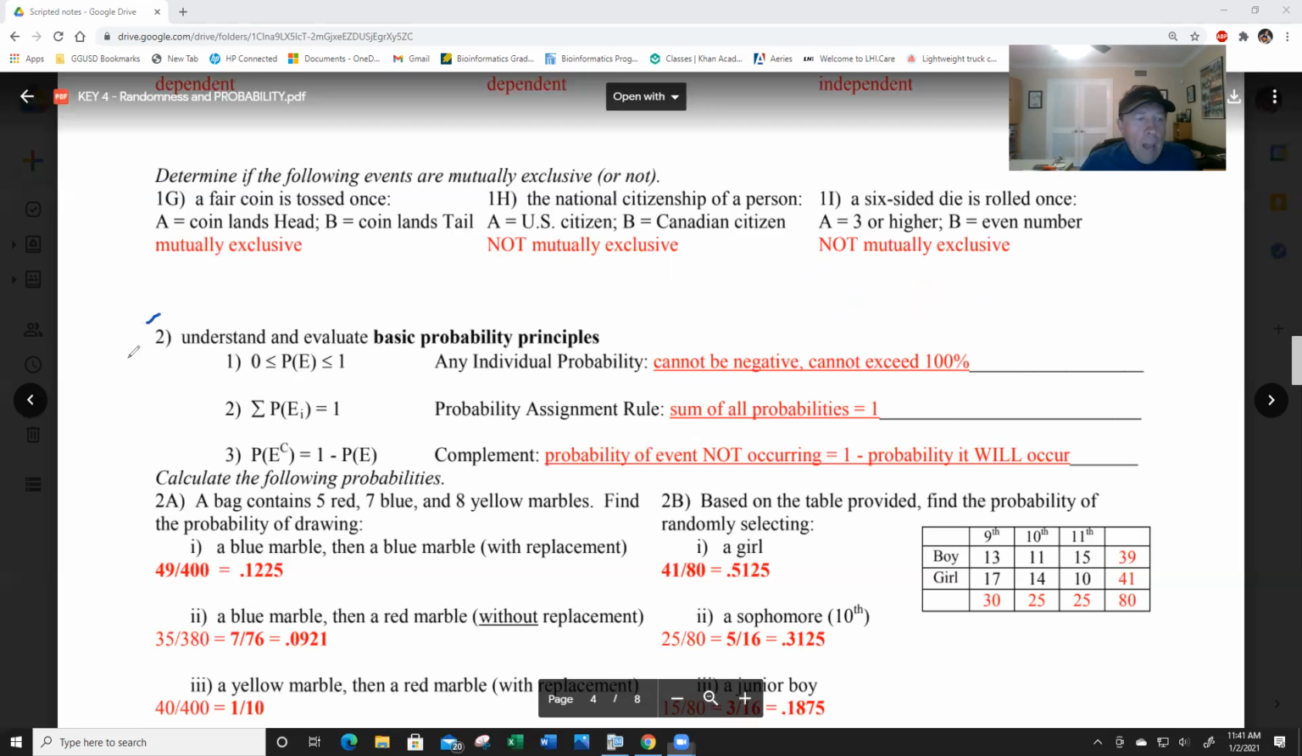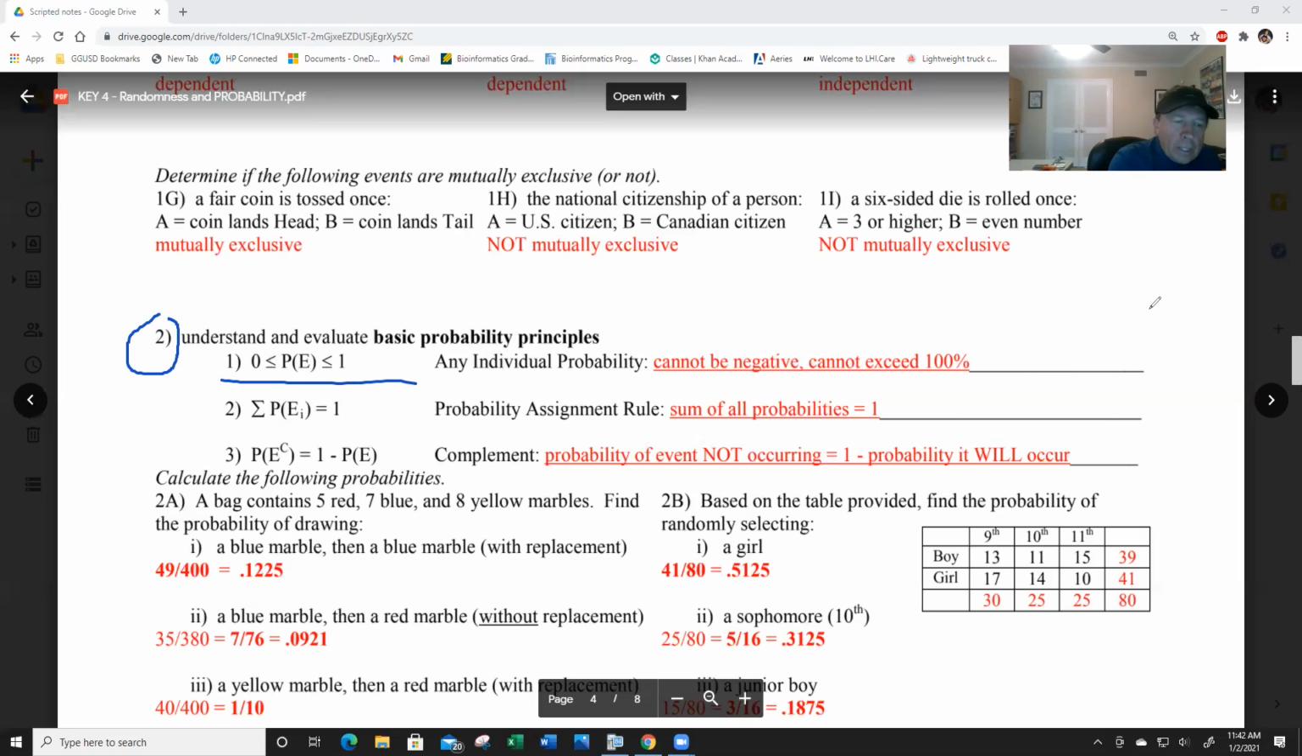All right. Now, item 2, understanding and evaluate basic probability principles. Pretty basic. Probabilities between 0 and 1, okay? An example of 0 would be the probability of me getting a date to the prom in high school. 0, it wasn't going to happen, okay? 100% would be probability that the sun rises. That's 100%, okay? If it's not, we're in trouble. And so everything else in between is where it usually happens, okay?